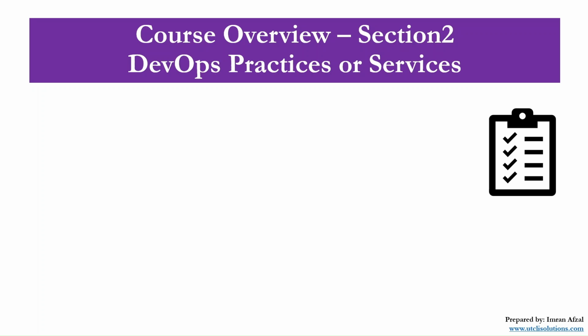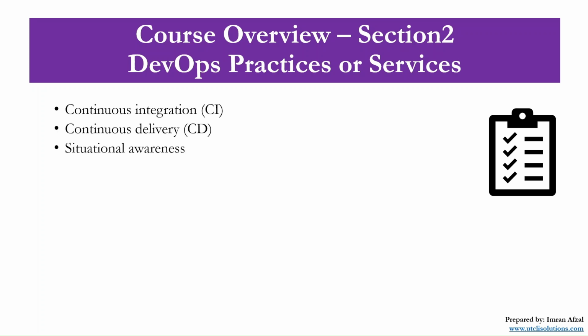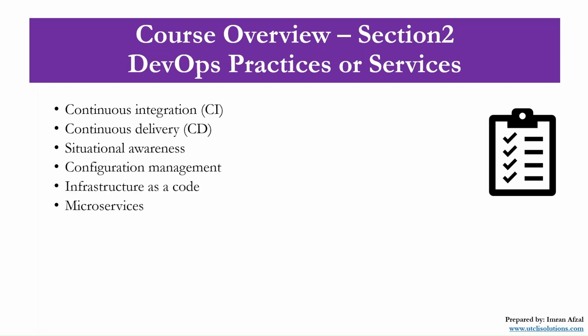Then moving on to section 2, in which we will cover all the practices and services that are included in DevOps, such as continuous integration and continuous delivery, in short CI and CD. Then situational awareness, configuration management, infrastructure as code, microservices, monitoring, logging, and feedback. And of course, the last one is collaboration. These are all the services that are included in DevOps, and we will learn them.